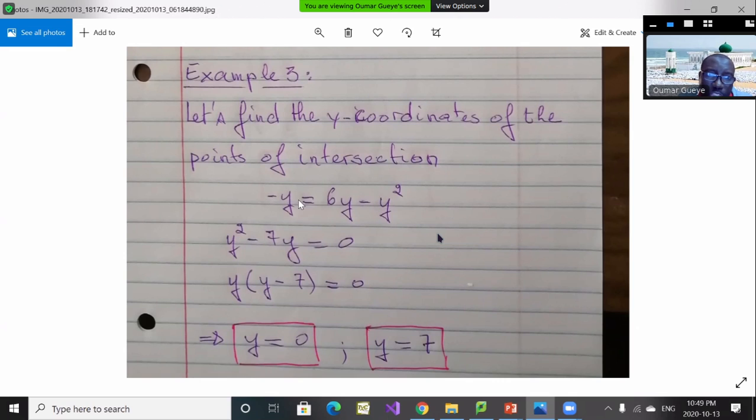So I'm going to equate the two equations. This is the equation of the line, x equal to negative y. And this is the equation of the parabola, x equal to 6y minus y squared. I equate the two equations and solve for y. And if I solve for y, I'll get y equal to 0 and y equal to 7, as your friend said, just from the graph. But if the graph is not given, you have to do it like that by calculations.